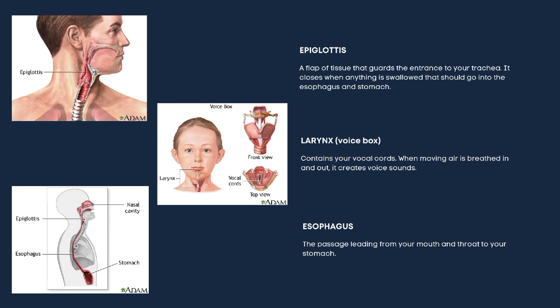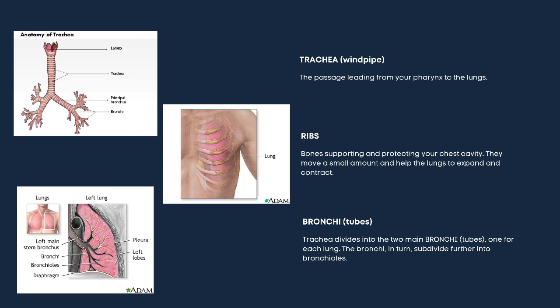Next is the larynx, or we can call it the voice box. It is the upper part of the respiratory system which contains the vocal cords. Next is the esophagus. It is the muscular tube that carries food and liquids from your mouth and throat to the stomach. Next is the trachea or the windpipe. It is the passage that carries oxygen-rich air from the pharynx to your lungs. Next are the ribs, the bones that protect and support the chest cavity and also aid in breathing.